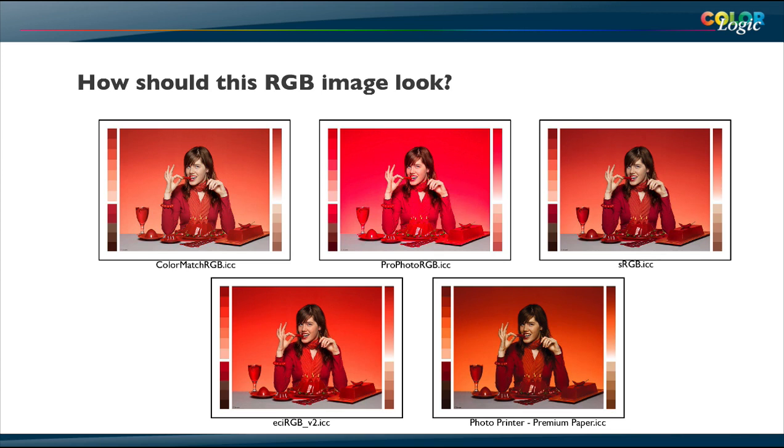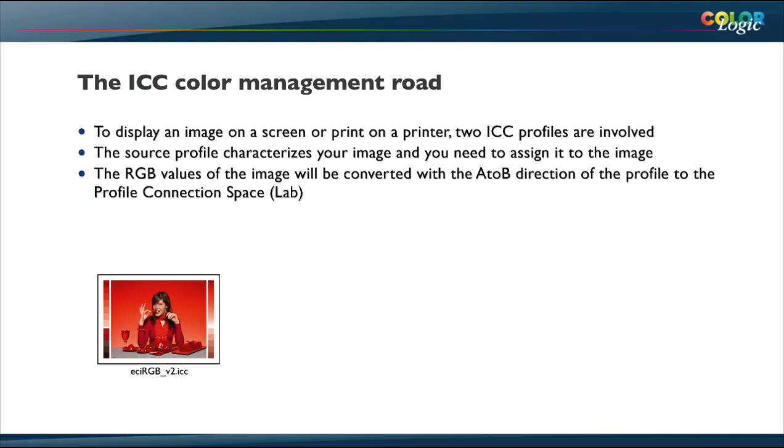And what's happening basically in an ICC color management workflow, and how that can be much improved, is what I call the ICC color management road. If I have that image now, and I want to display it on a screen, or print it to a printer, there are always 2 profiles involved. The source profile, as we've seen here, an sRGB profile, which is assigned to that image.